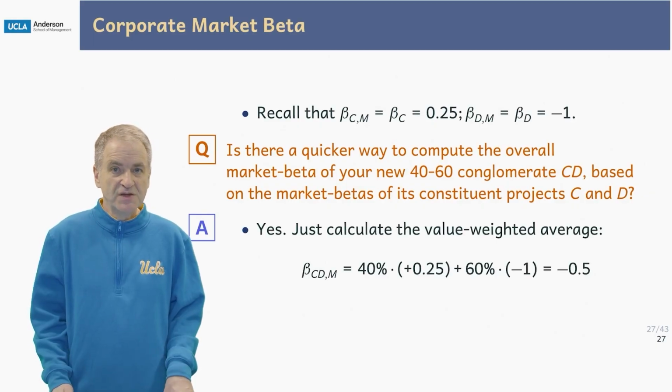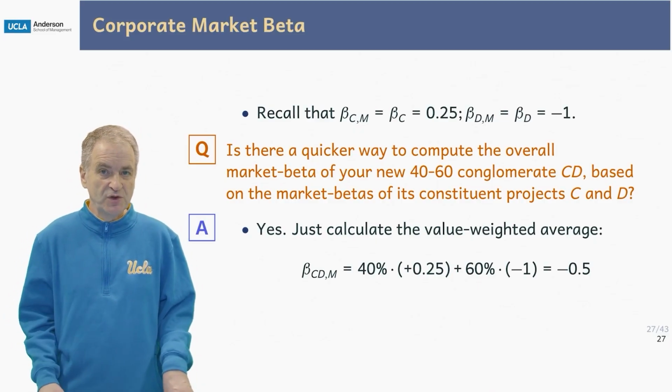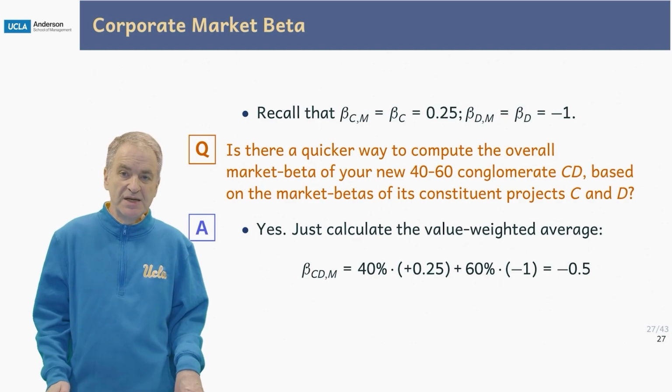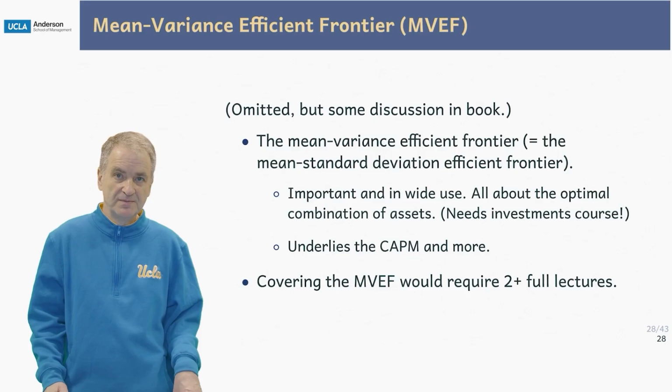Yes. Just calculate the value-weighted average, 40% of 0.25, 60% of -1. Your conglomerate is going to have a market beta of -0.5.